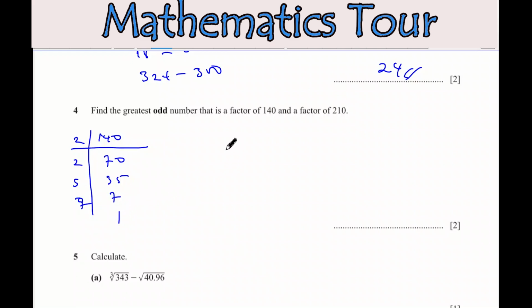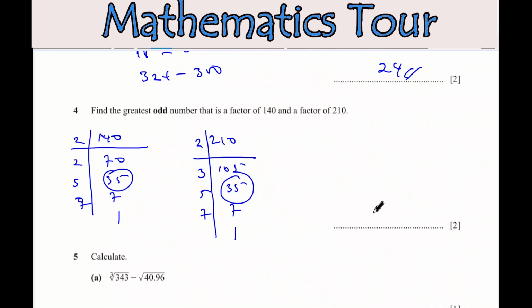We have 1. So for 210, you can use downward division as well. So you have 2 here, that will be 105. 3 can go here, you have 3, 5, that is 35. You have 5 here, that is 7. You have 7 here, that is 1. So you have 35 here, 35 here. So the answer here is 35.